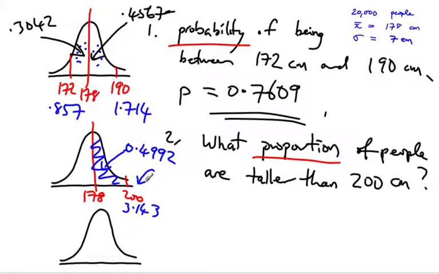Now, you shouldn't need your calculator to go 0.5, take away that, to know what it is. Because if you look at this, we obviously need 8 way over here on that last digit. We need 8 to make it up to 0.5. So therefore, automatically, 0.0008 is the probability of being higher than 200 centimetres.